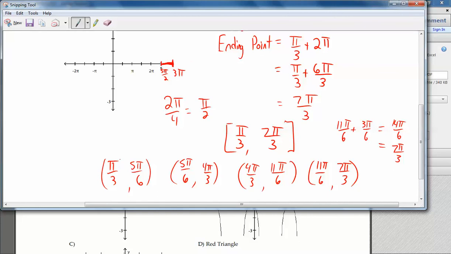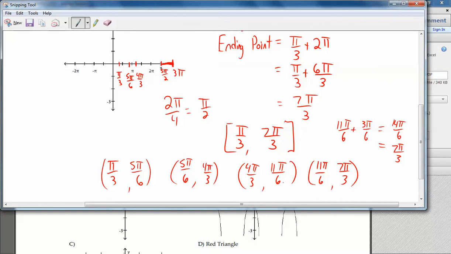So we're starting at pi over 3. Well, if this is pi right here, then this is pi over 2. Pi over 3 is just a little bit less than that. So that's where we're going to start our graph. 5 pi over 6 is almost all the way to pi, but not quite. So about right here, that's going to be 5 pi over 6. 4 pi over 3 is just a little bit more than pi. So it's probably about right here. That'll be 4 pi over 3.